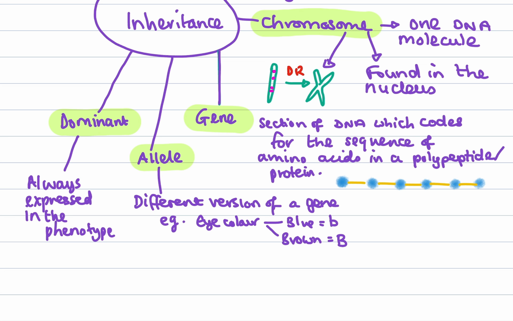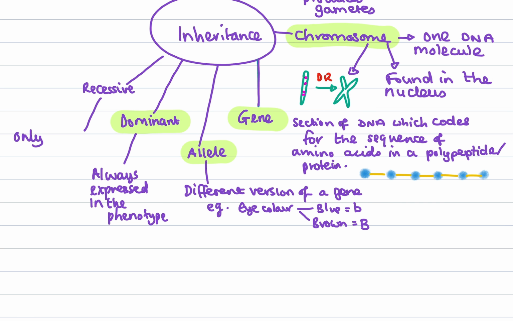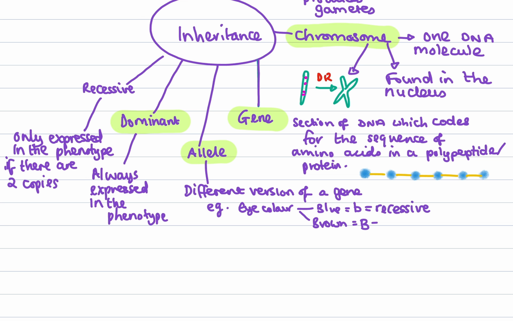Dominant alleles are always expressed in the phenotype, whereas recessive alleles are only expressed in the phenotype if there are two copies, or if there is no dominant allele. It's only expressed in the phenotype if there are two copies. So when I spoke about alleles, for example, blue and brown eyes, the lowercase b is called recessive, whereas the capital B is called dominant.